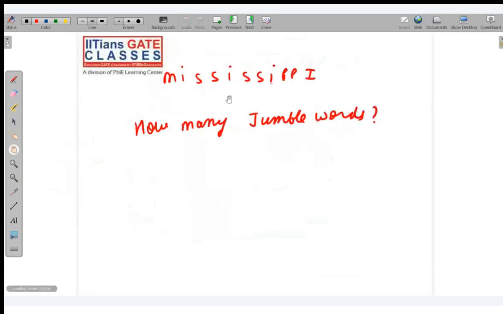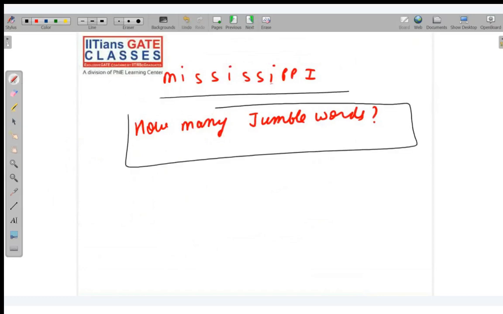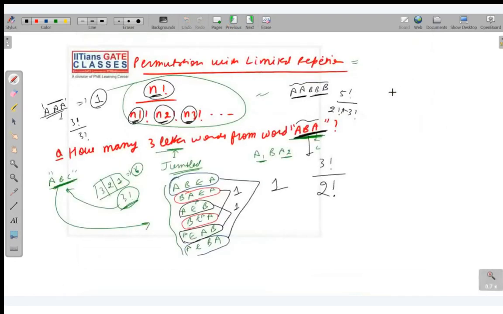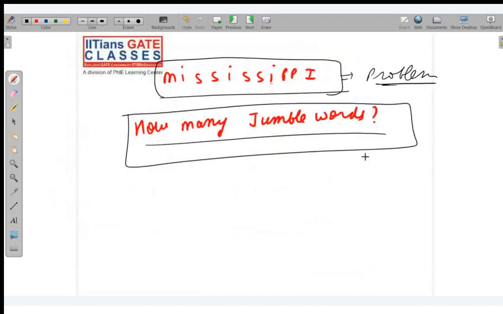Next is Mississippi. How many jumble words are possible from this word? Okay, so whenever I use permutation with limited repetition, I will refer to this problem. I will say Mississippi problem. Mississippi problem means permutation with limited repetition. Like this, I will say everywhere. So now I will not say permutation with limited repetition and all. I will simply say it is Mississippi problem. Okay, so how many jumble words? So how many times? Say letters.